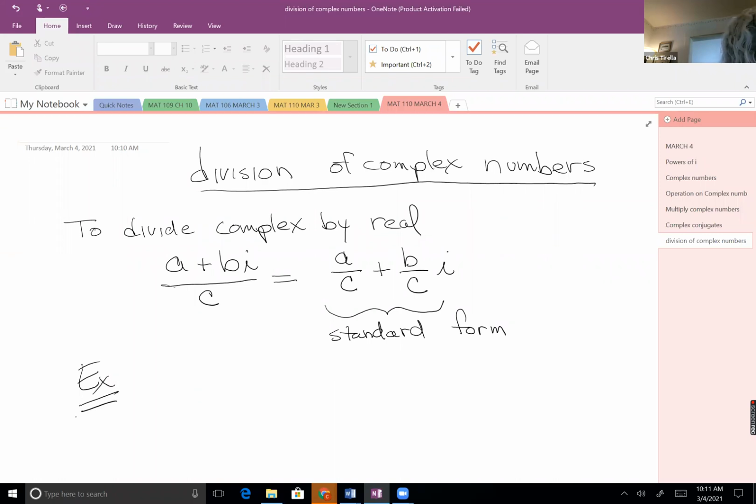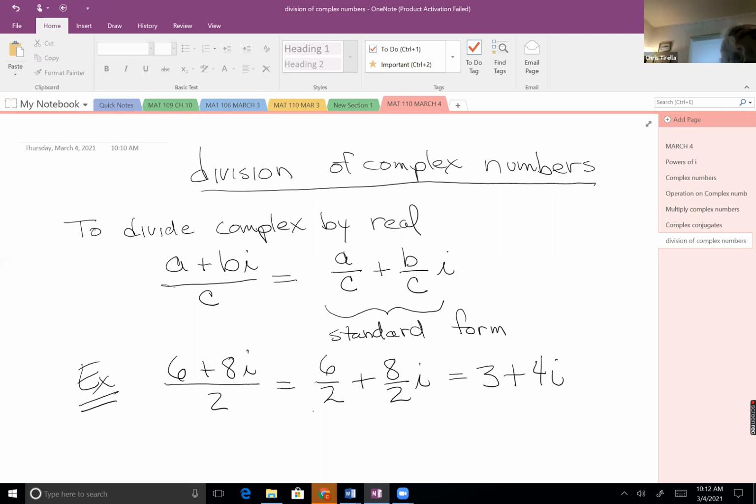So for example, if I have 6 plus 8i over 2, well, I have to divide the 6 by 2, and I also have to divide the 8 by 2. So that would give me 3 plus 4i. And again, I didn't say it, but when we divide that 8 by 2, we do not lose the i.